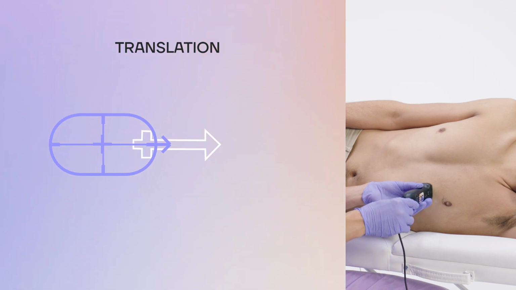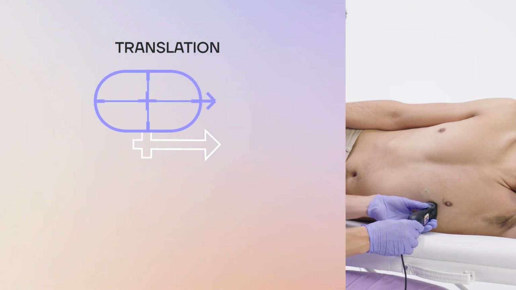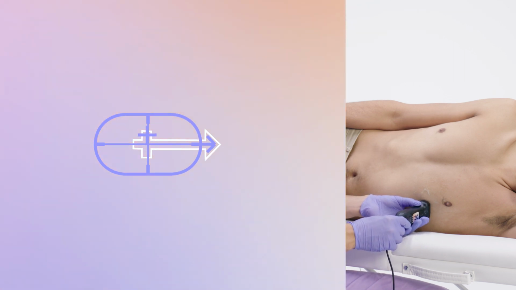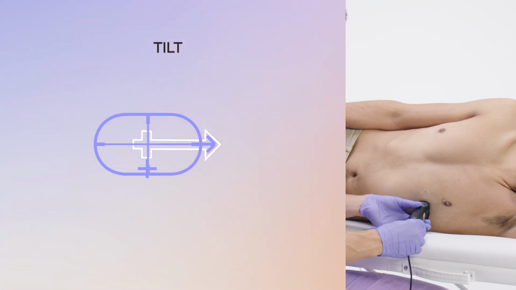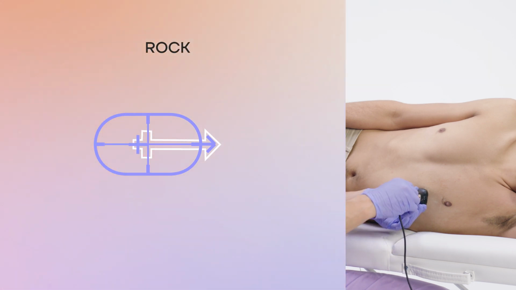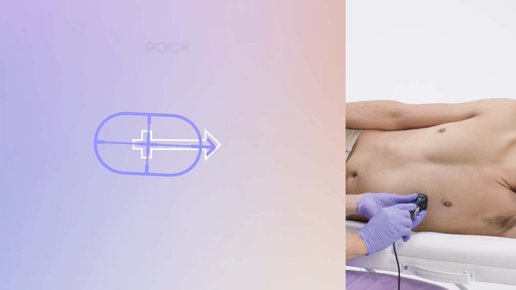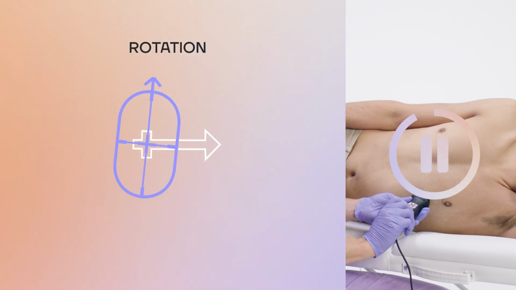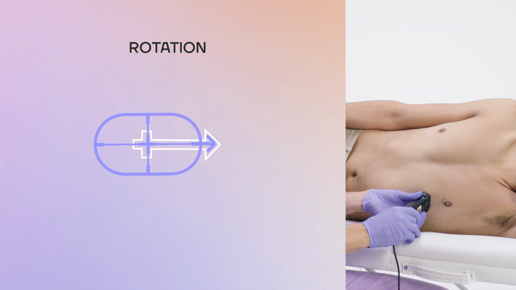You can translate it to the left or right and upwards or downwards. You can tilt it down or up and rock it left or right. And you can also rotate it. These 5 types of probe movements are displayed using the live guidance, which includes the oval, the arrow, and the cross. Let's take a closer look.